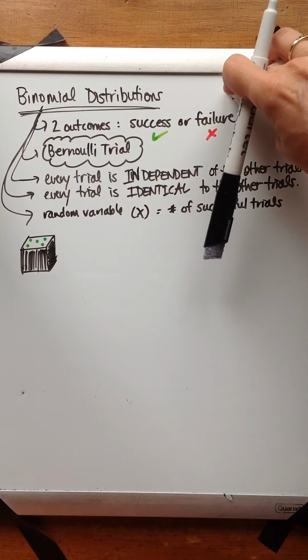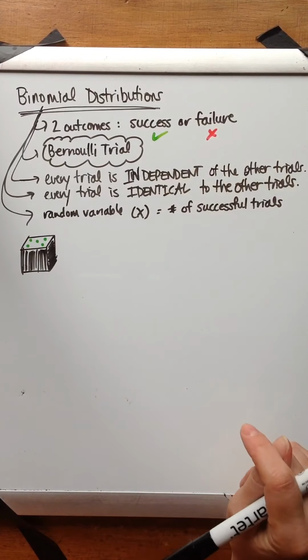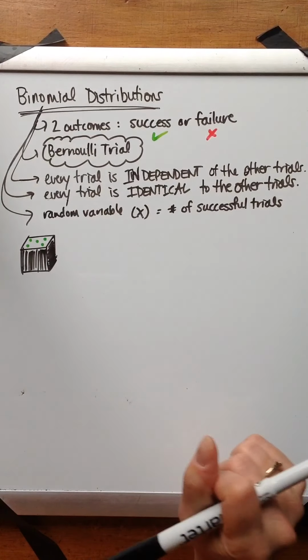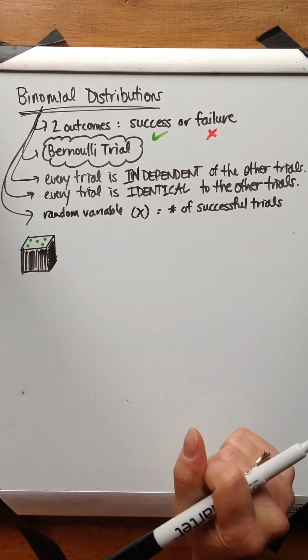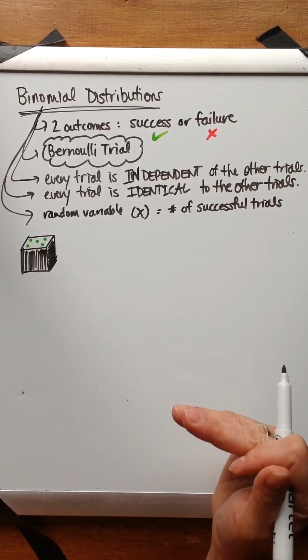Its definition is that for any trial or any experiment, you only have two outcomes. Either you have a success or you have a failure. This is also called a Bernoulli trial. When you're trying to identify a probability distribution as being binomial, you look for some criteria.